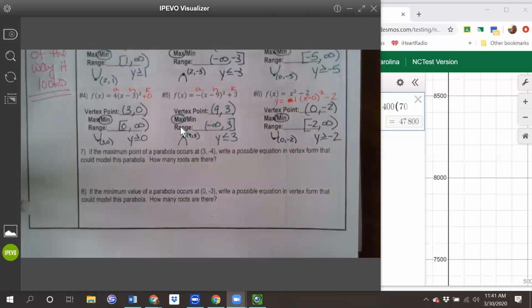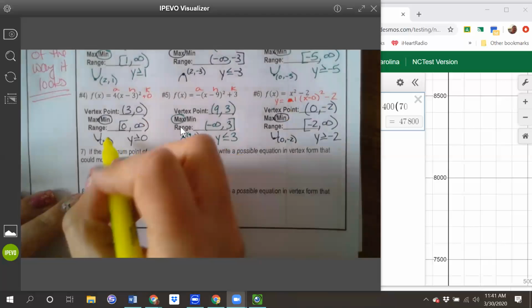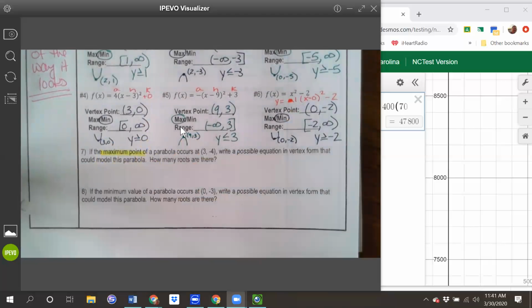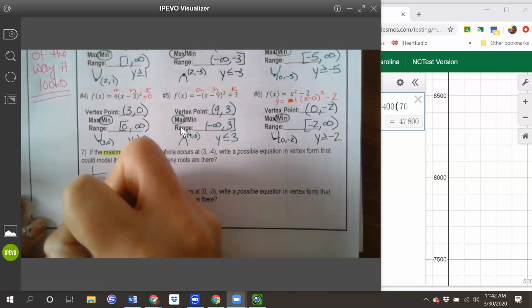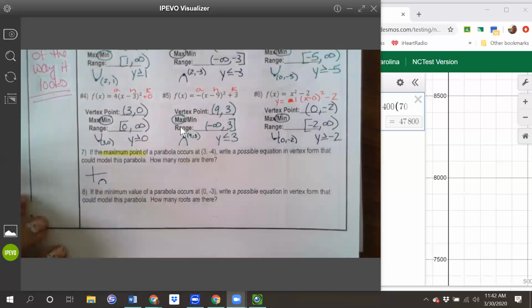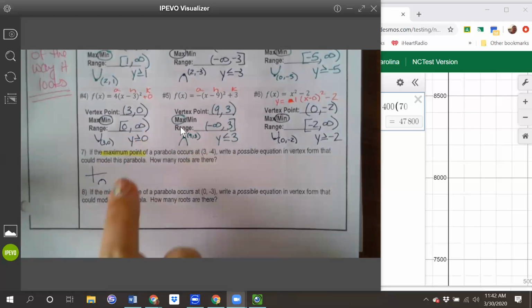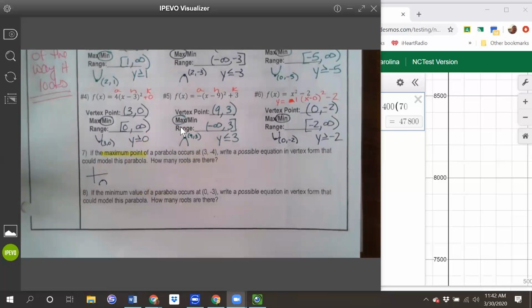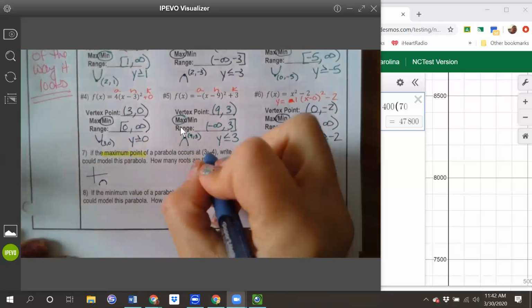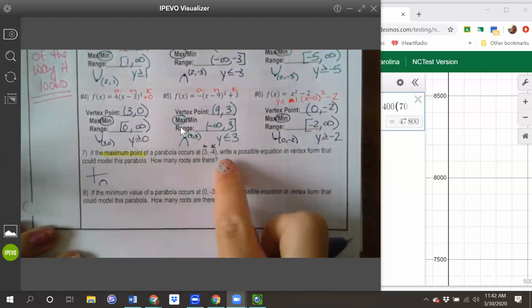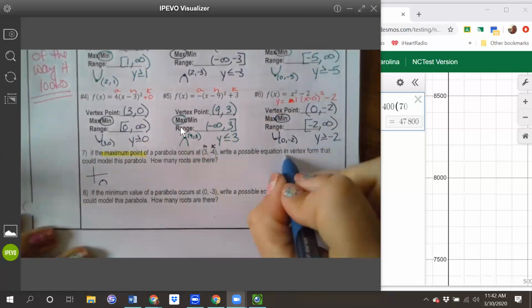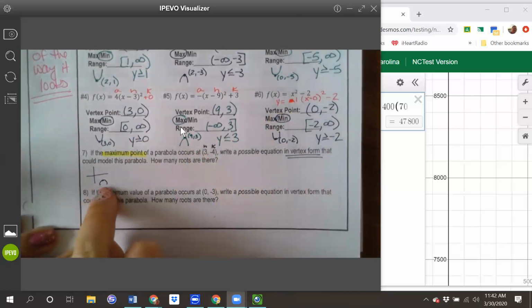All right, number 7 says, if the maximum point, so I'm thinking about what that looks like. A maximum point is occurring at 3, negative 4. So that means 3, negative 4, okay, we're looking like that. It is a maximum point, so I know that it's going to be a frown. And I know that this is h, k. Write a possible equation in vertex form that could model this parabola.